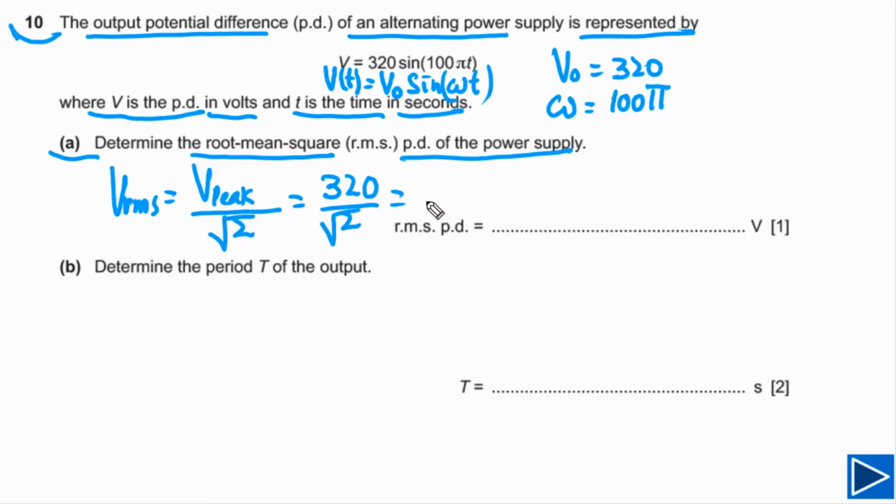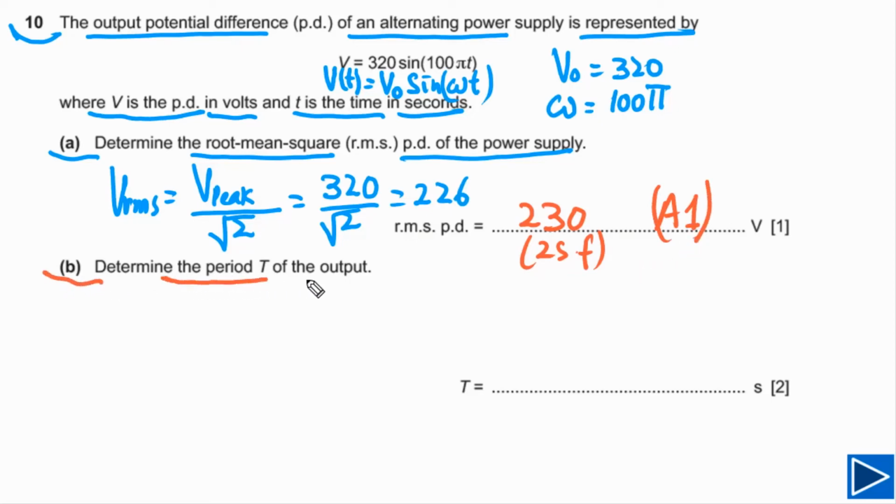If we solve this one, our final answer will be 226. So the final answer will be 230 volts to 2 SF, because the given data 320 has 2 SF, so the final answer we can also write to 2 SF. This question has only 1 mark, the answer mark. If your answer is right, you will get this mark. Let's move on to part B.